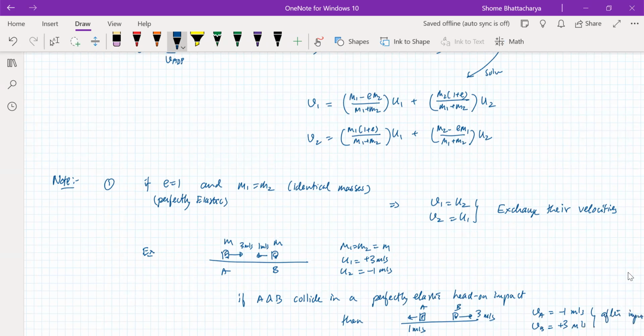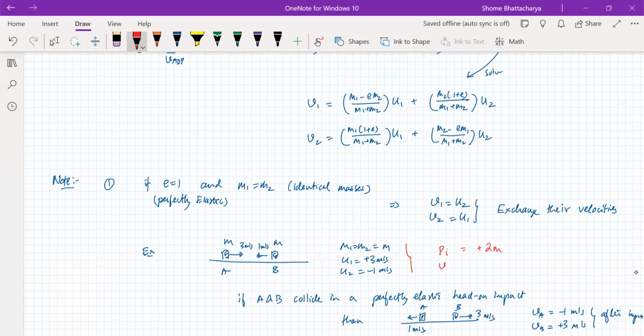Okay, so they exchange their velocities. You can verify this by substituting in the formula, or you can verify by using the fundamental equations that momentum is conserved and separation velocity is equal to approach velocity. So here you can see what the momentum of the system is initially. It is plus 2m, whatever the value of m is.